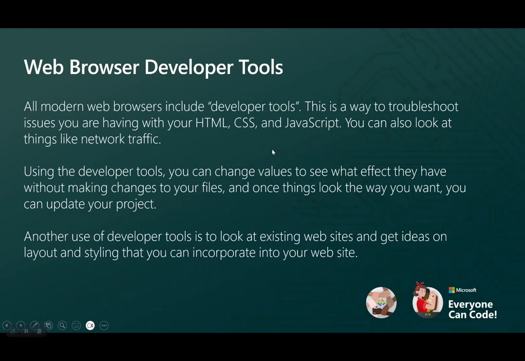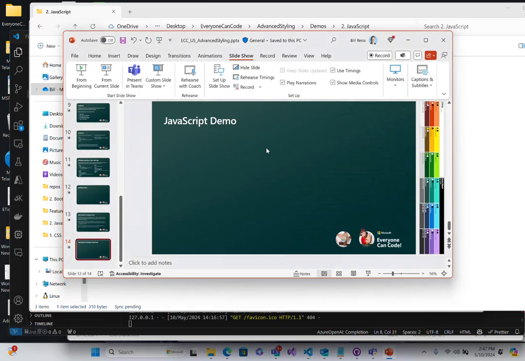We're going to look at developer tools. Pretty much all modern web browsers include developer tools, and this is a way that you can figure out what's going wrong in your application just by looking at information that's in the developer tools window. You can also do things like modify your CSS and see how things look by doing that. So let's take a quick look at a demo of this.